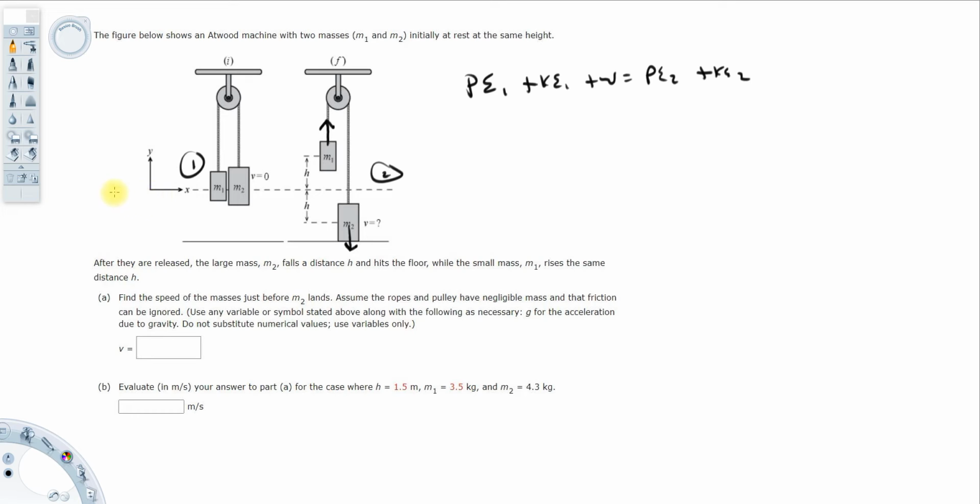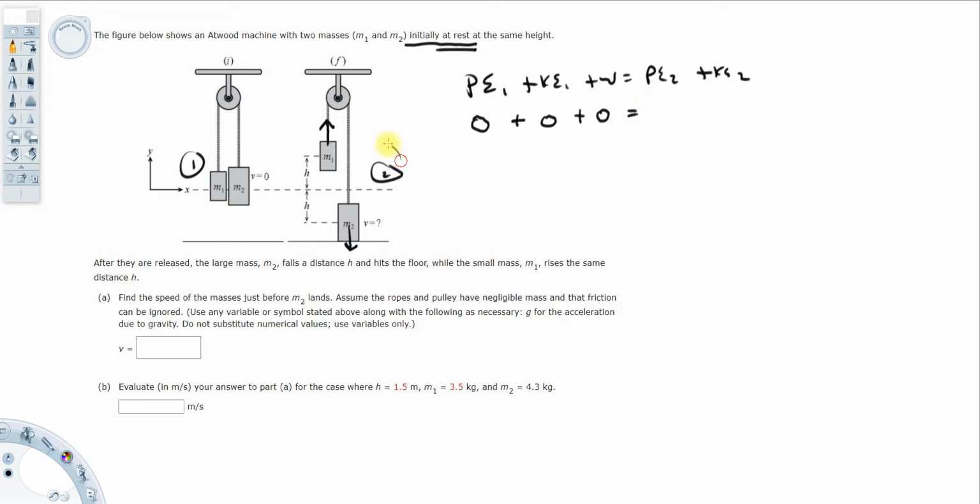All right, position 1, both these objects are at our datum. So that makes the entire PE1 term 0. KE1, if the system starts from rest, then the KE1 is 0. The work term is 0, and I'll come back and explain why here in a few minutes.